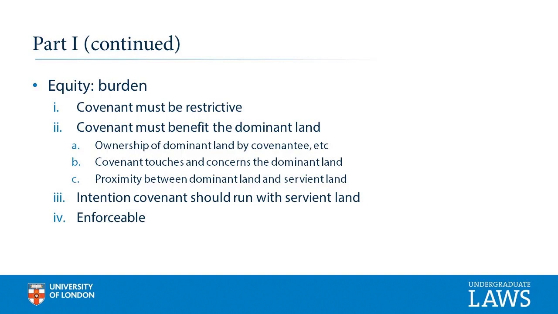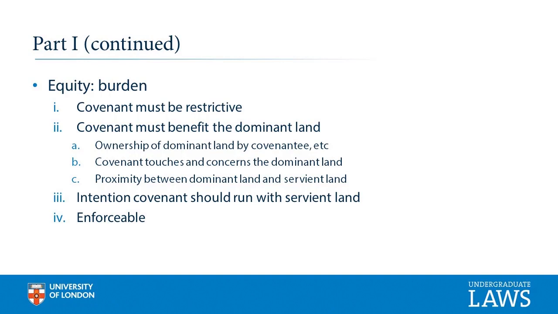Moving on then to the third sub-requirement of the benefit, the dominant land condition. The third sub-requirement is that the dominant land and the servient land must be sufficiently proximate to one another. So they must be sufficiently close.